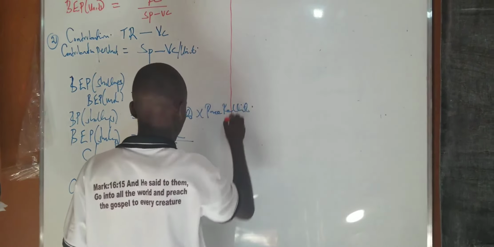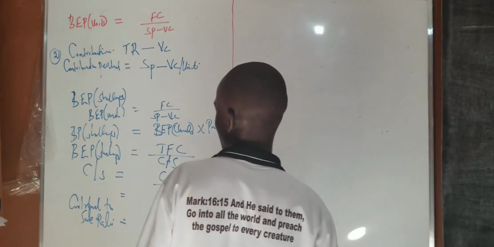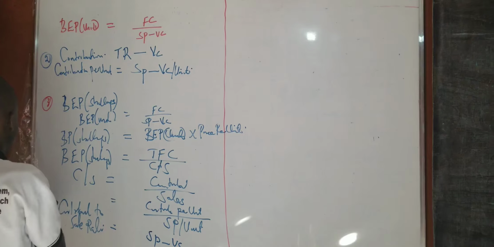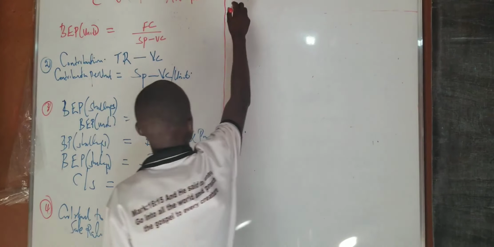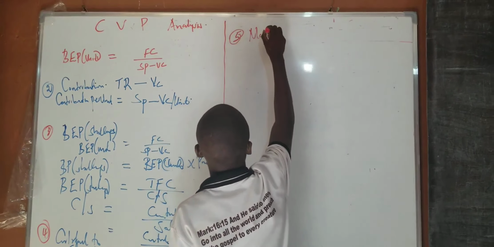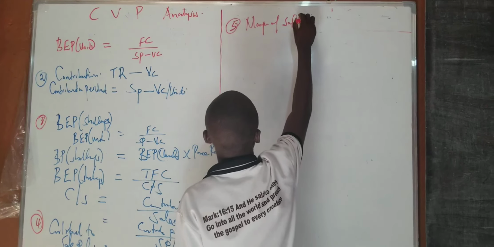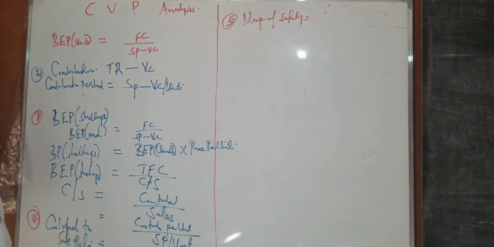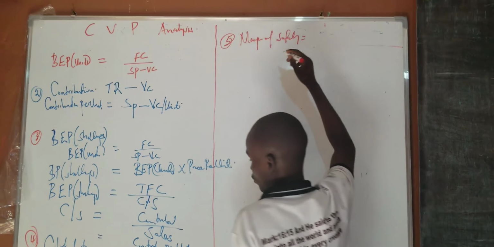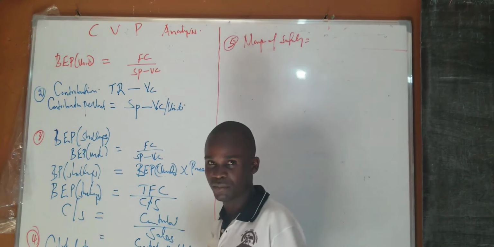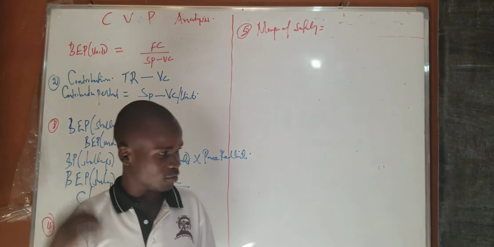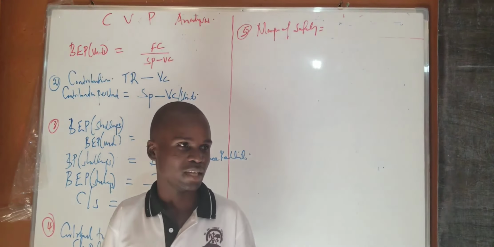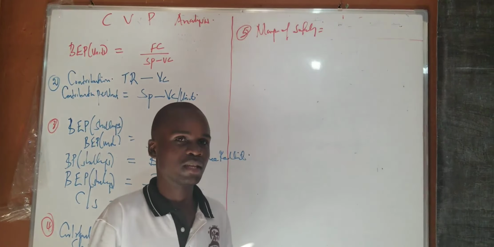Another formula that you need to know under CVP, another term. So this is the second term. This is the third term. Now this is the fourth one. You need to know the margin of safety. Margin of safety is that region from which the business is safe, and it is given by a formula. The business is normally safe above the BEP point because that's when the business begins enjoying the profits.